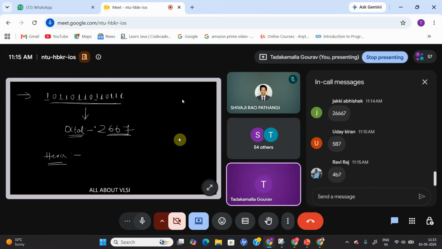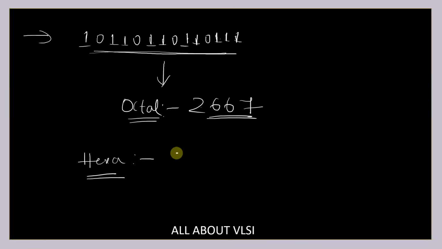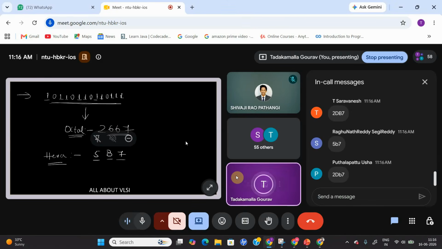So you should group them into four. 5b7. Okay. So the answer can be 5b7 or 4b7. You're going to have only three digits, right? So can you see the difference between binary, octal, and hexa? The number of digits you are going to use.